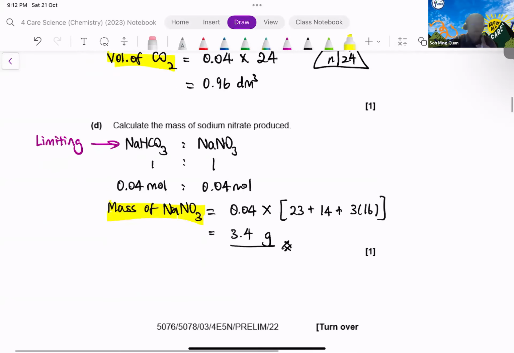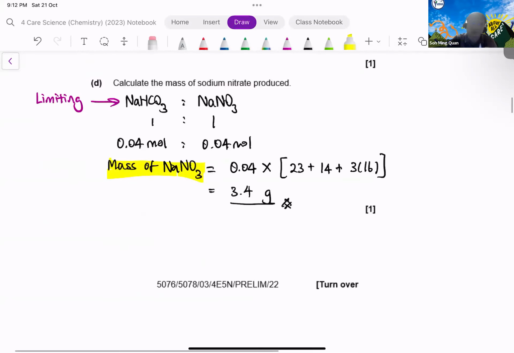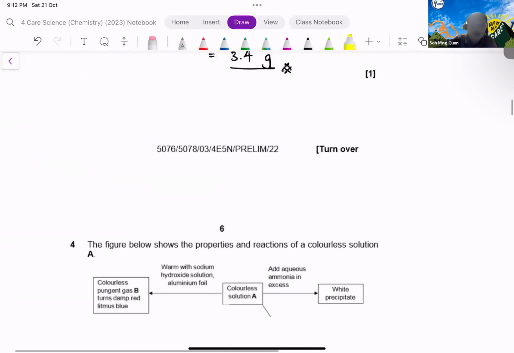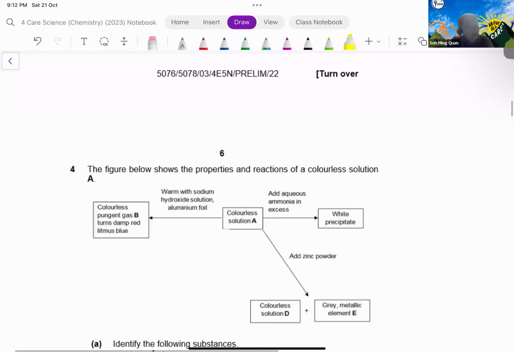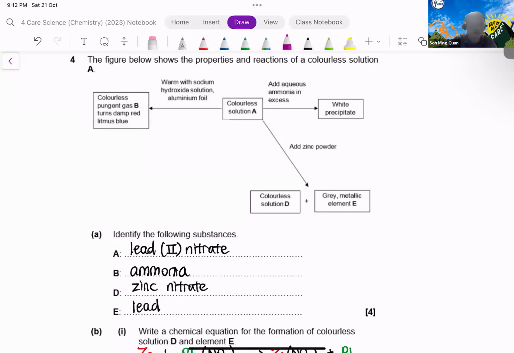Now, question 4. These are the answers for the QA. I think it's quite straightforward. B is the first one you must start with. B is a gas that turns damp red litmus paper blue. This is ammonia. Now, this ammonia gas came from where? It came from A. A produced ammonia gas when it was warmed with sodium hydroxide and aluminium foil. This is a giveaway.